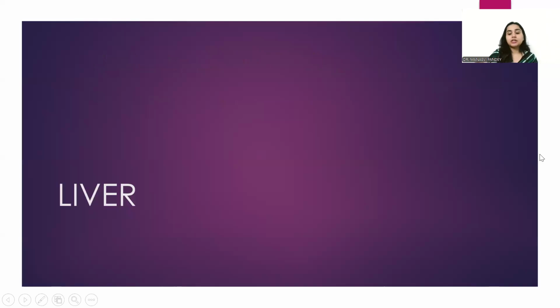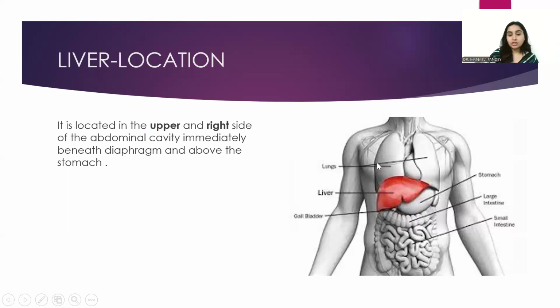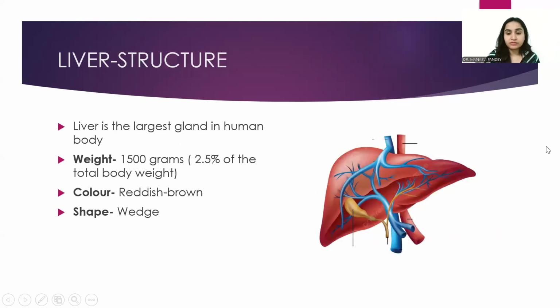Now let's look deeper at the liver, like what are the functions, what is the structure, the parts of the liver. So here is the location. Here we have our diaphragm and this is our stomach. The liver is located just beneath the diaphragm and just above the stomach in the upper right side of our abdominal cavity. So this is about the location of the liver.